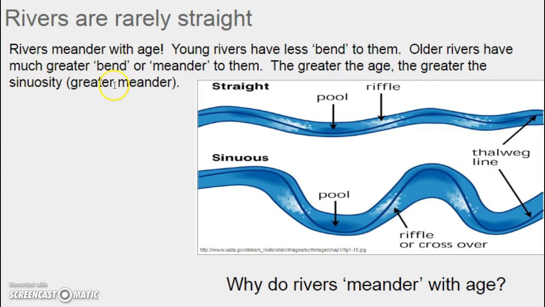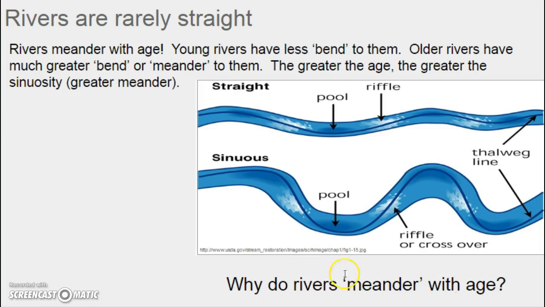So we're going to use a couple of terms in here, right? Greater meander. This would be relatively straight, right? Relatively still bend, and we can see alternating pool and riffle systems. But this would be greater sinuosity, it'd be more sinuous, and also has pool and riffle systems.